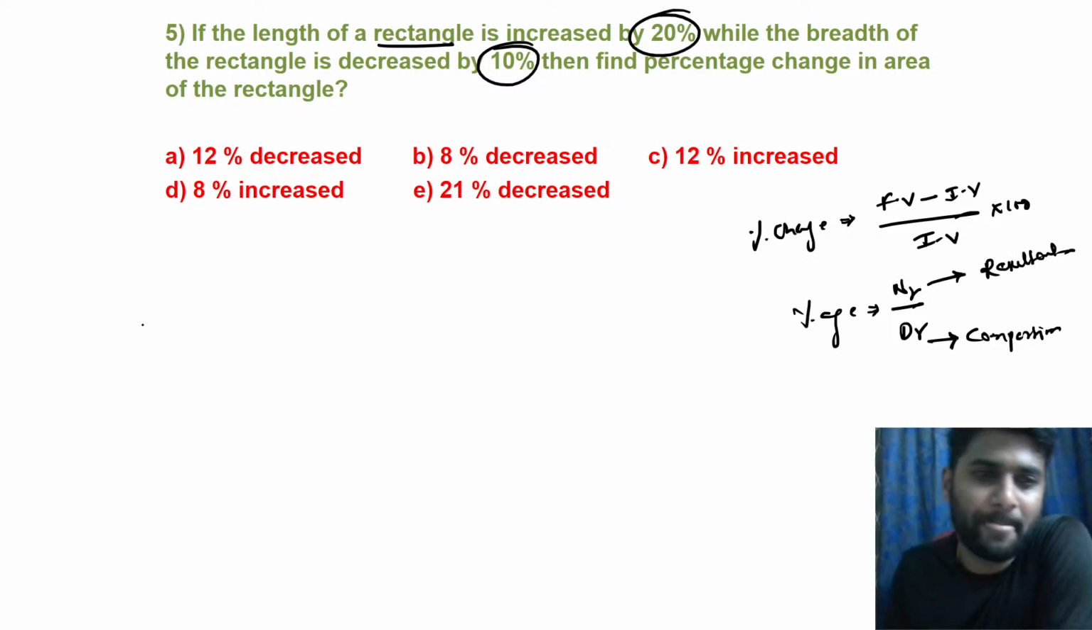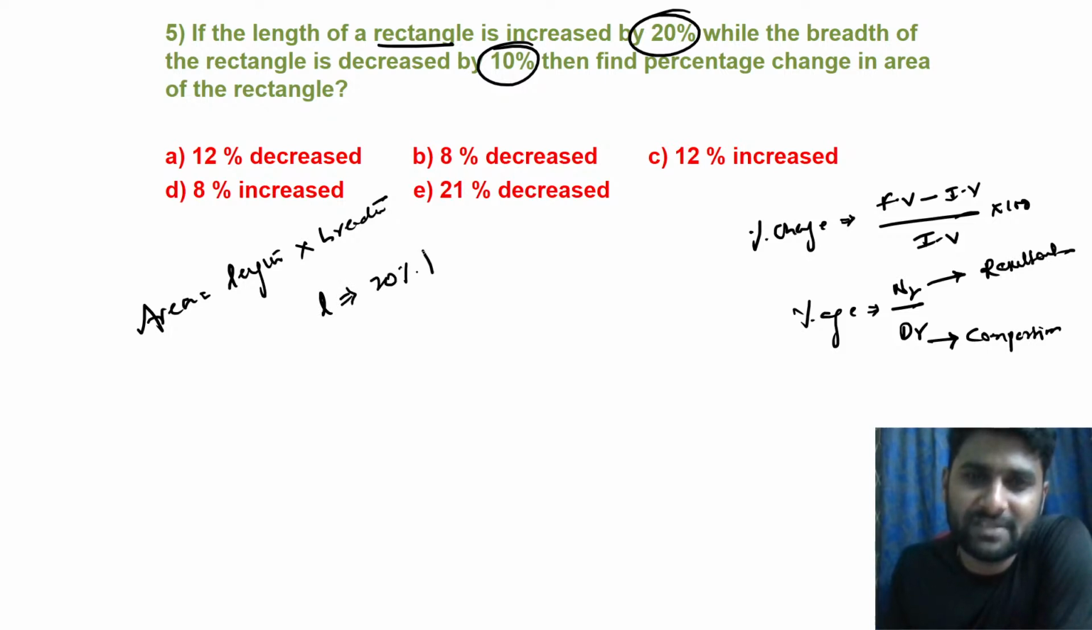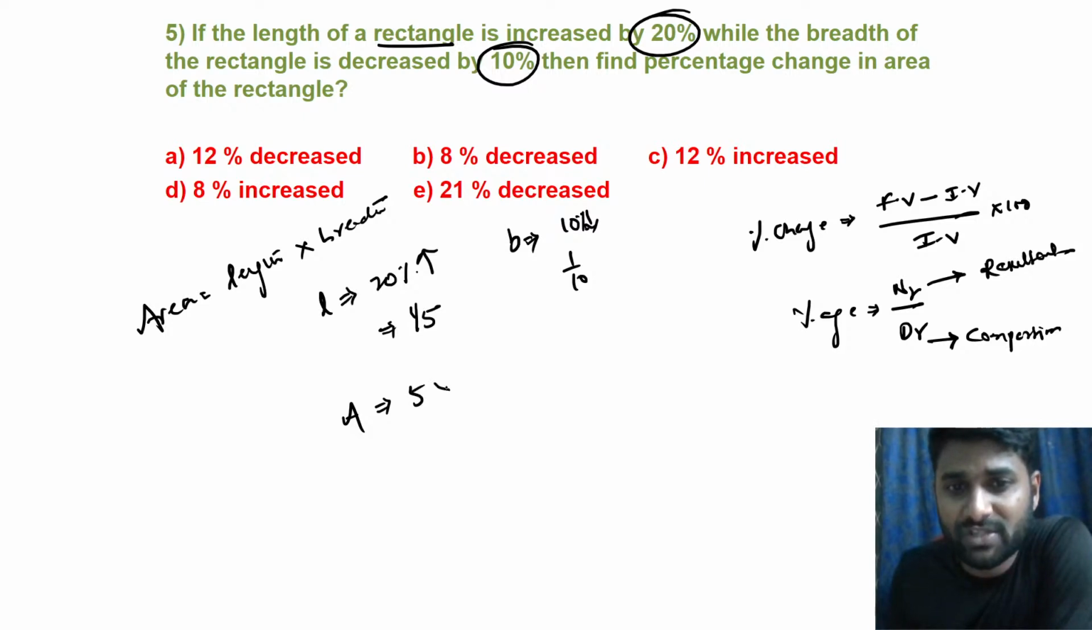So what it means, see, here you already know that area completely depends on length into width. Here the value of length is increased by 20%. 20% increase means every time the value is increased by 1/5 of a part. And breadth is decreased by 10%. 10% decrease means every time it decreases by 1 by 10. Here, the initial area: initially 5 units of length and 10 units of breadth, so it becomes 50 units.